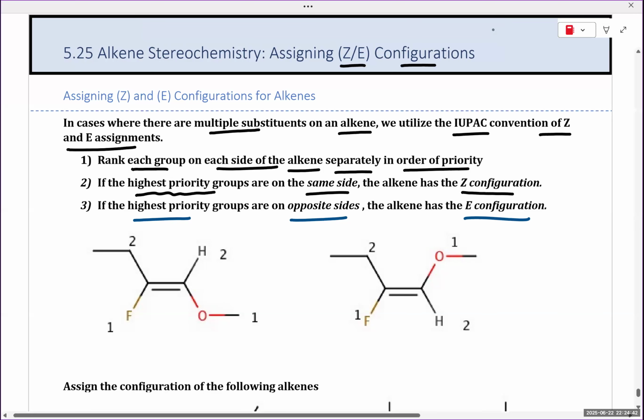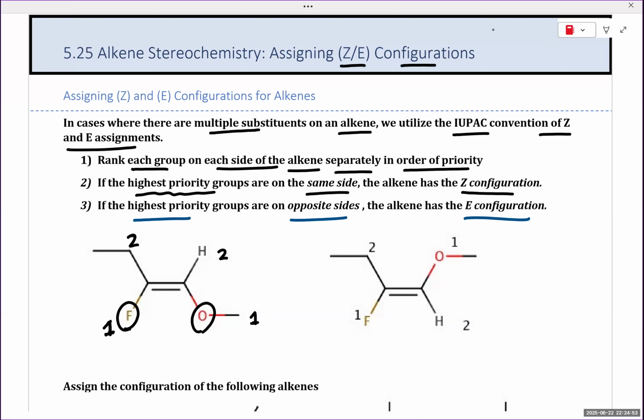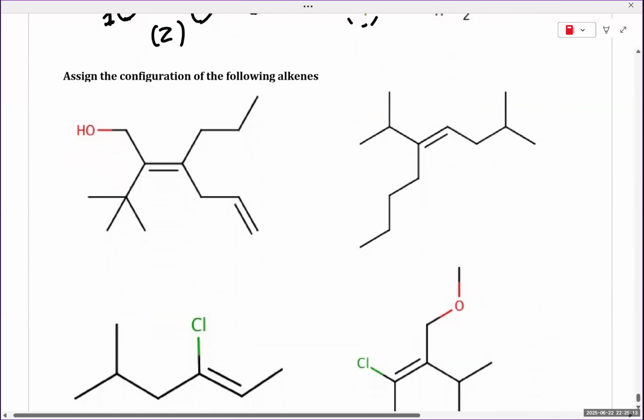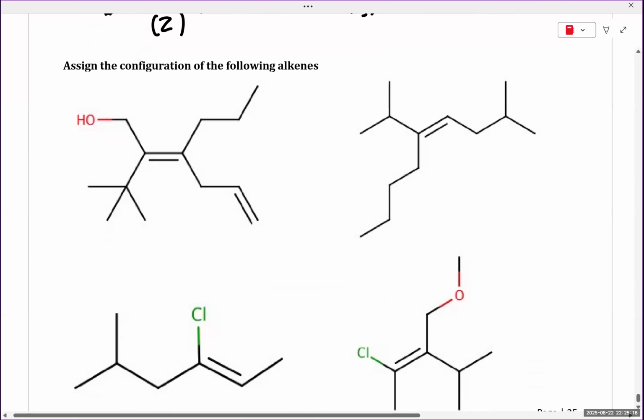For example, in this case, on the left, fluorine is higher priority than carbon. On the right, oxygen is higher priority than hydrogen. Since fluorine and oxygen are on the same side of the alkene, this would be the Z alkene. Conversely, in this case, since fluorine and oxygen are on opposite sides, this would be the E alkene. Let's try to practice this now, and I'd like you to assign the configuration of the following alkenes. I'll do the first two, you'll do the next two.